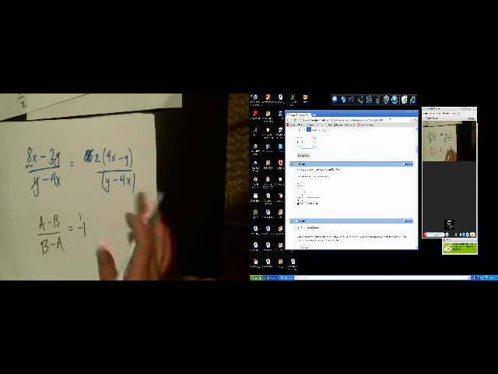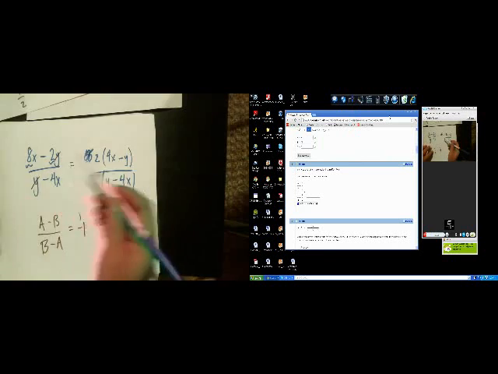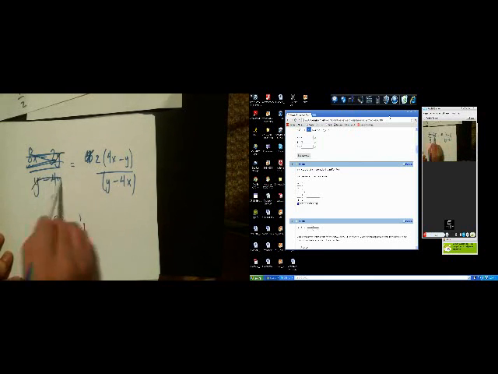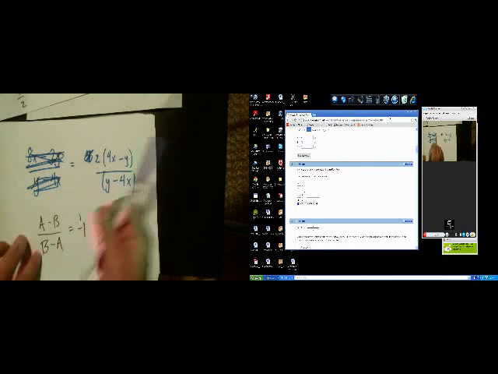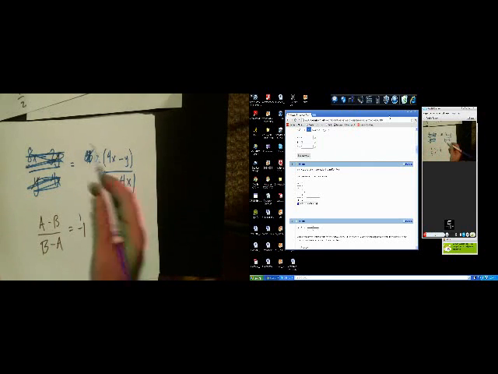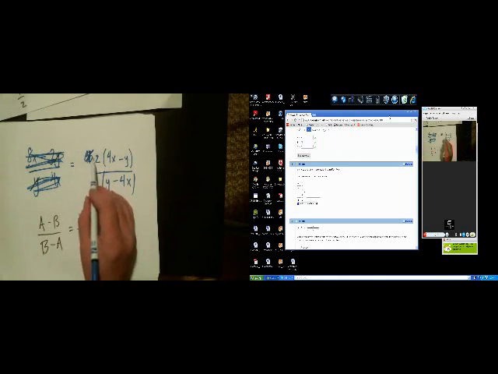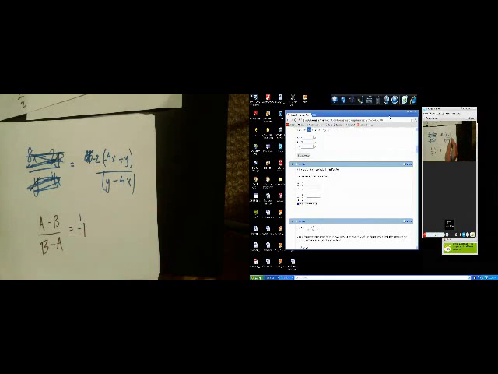Maybe an obvious way to do it is instead of factoring a 2, so I want to erase that because I don't want you to copy over that you can cancel out the y. Instead of 2, let's factor out a negative 2.